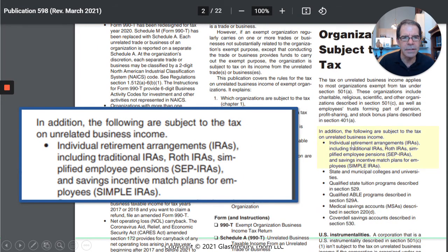And here you can see, blown up: in addition, the following are subject to the tax on unrelated business income. Oh, individual retirement accounts, Roth IRAs, etc. So this is the background. This is the reason why I was concerned about my tax advantage that I was supposed to have. What a slap in the face. You put your money into a retirement account in order to be tax-free and then get hit with a very significant tax.